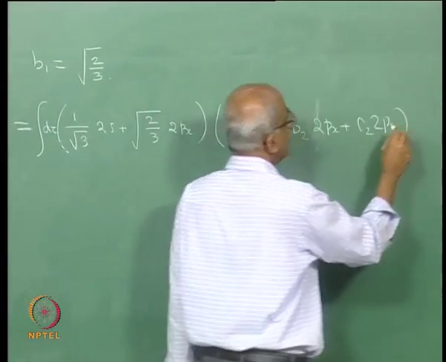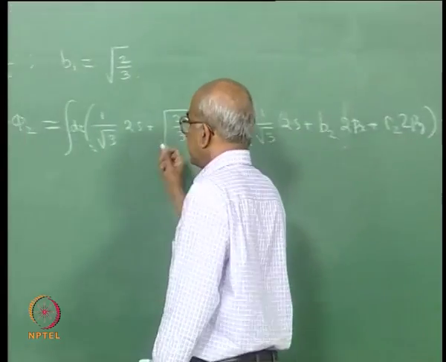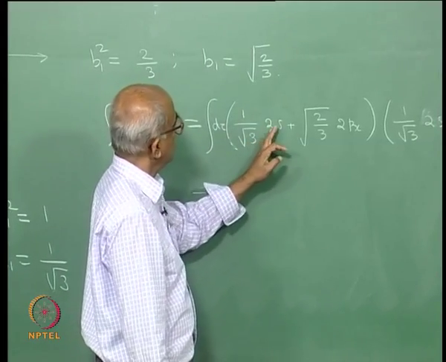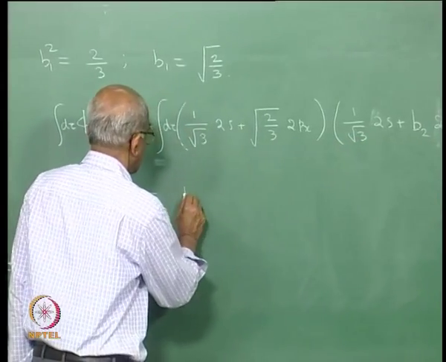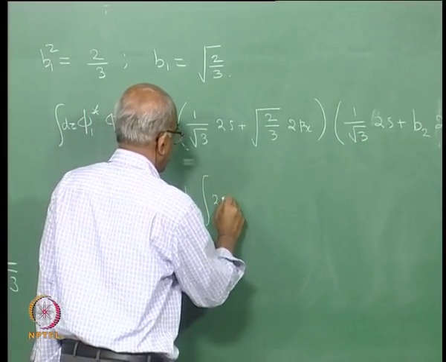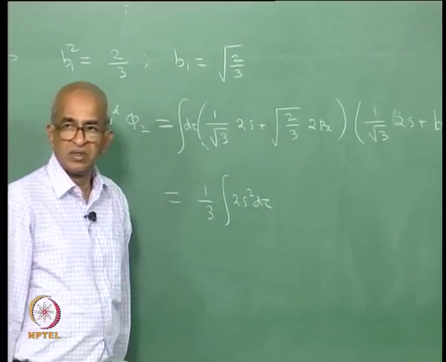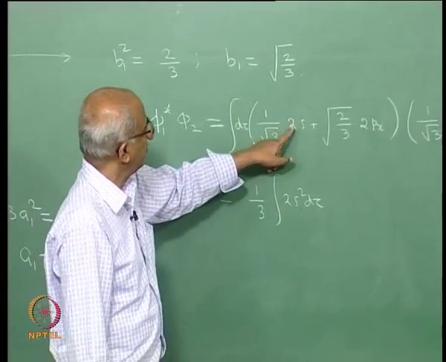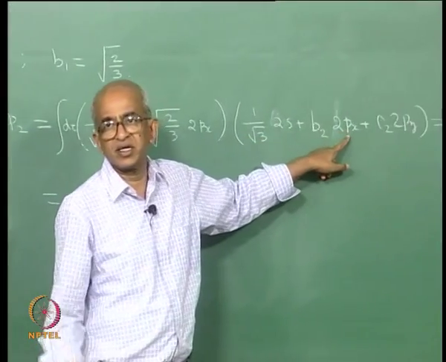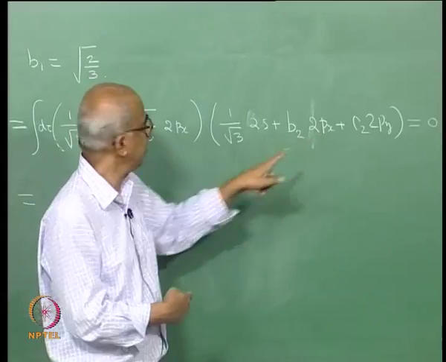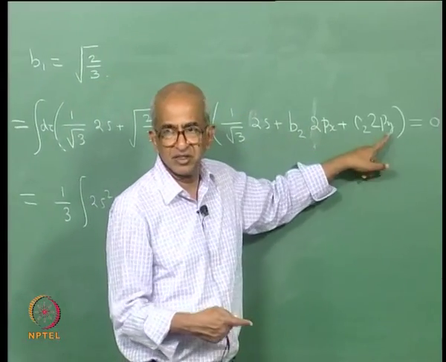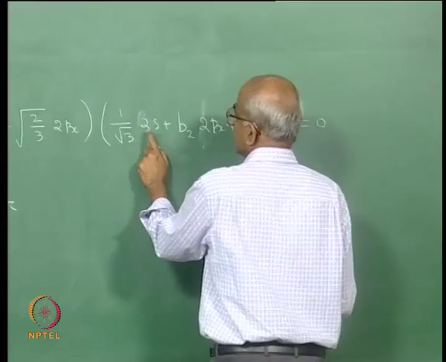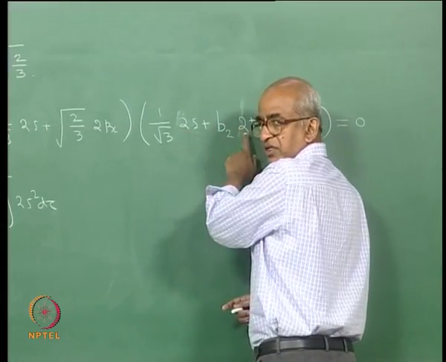This must be equal to 0. And what does that mean? It means the following. See, if you multiplied this 1 by square root of 3 2s into that, you are going to get 1 by 3 integral of 2s square d tau. That will be just one of the terms, and this I know is 1 because the 2s is normalized. And if you multiply 2s with 2px and integrate over the entire space, you are going to get a 0. So, I am not going to write it down. And if you multiply this with that, again it is going to be 0. So, therefore, to this term into any of these terms, what will happen? Only this term with 2s will survive and the other terms vanish.